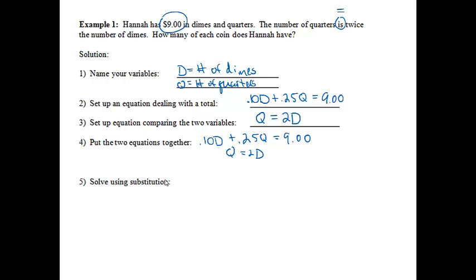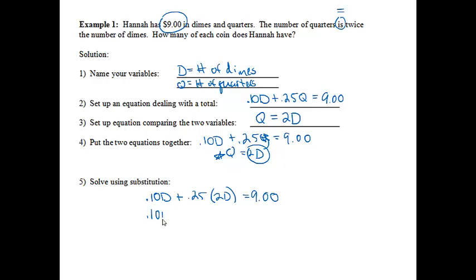And then number 5, it says to solve using substitution. My second equation is solved for Q, so I'll circle my 2D, which means in my first equation I'm going to cross off my Q, and 2D is going to go in its place. So I'm going to have 0.10D plus 0.25, and then next to the Q I'll put 2D instead, and then equals 9. And then from here we're just going to actually solve it.